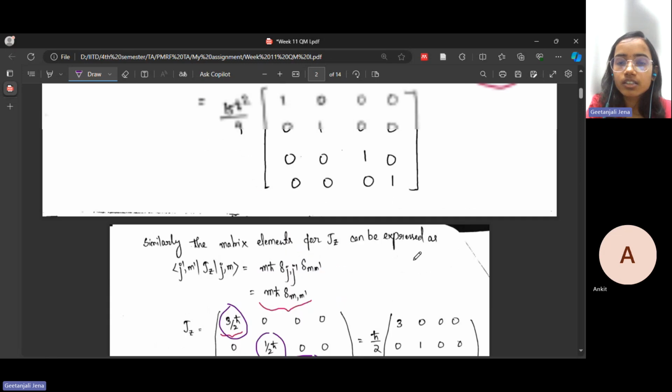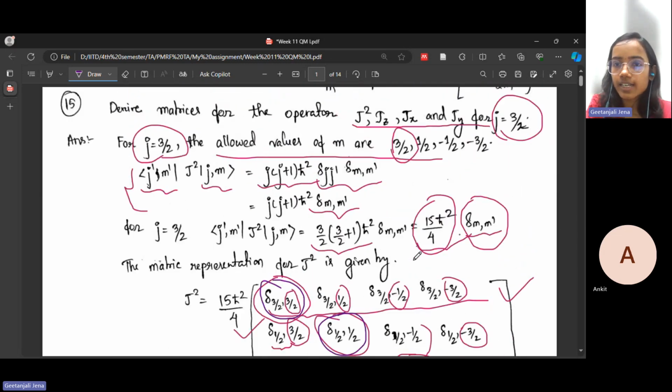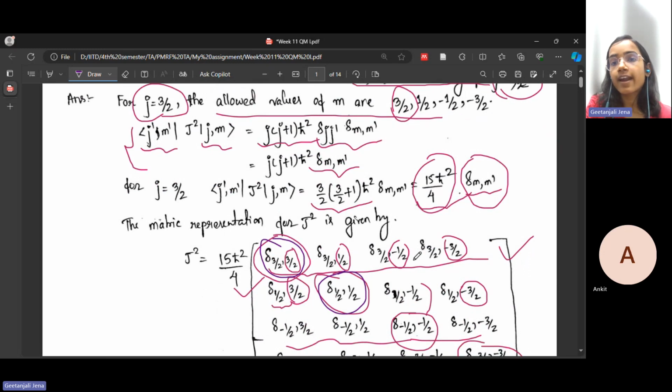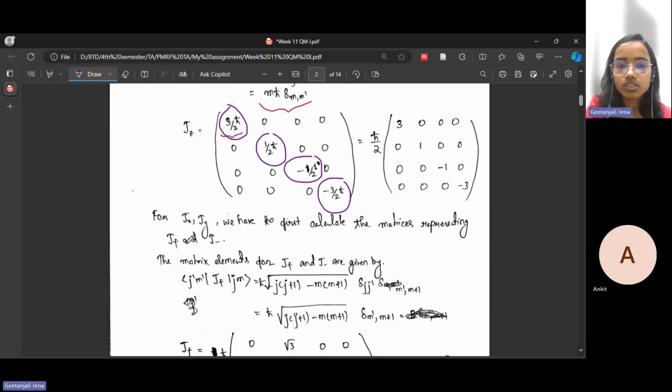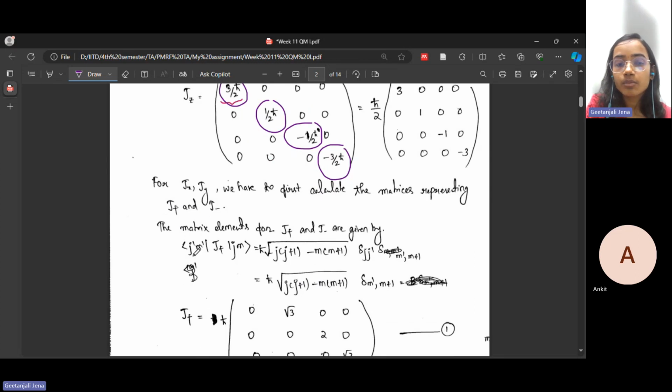Now for other two matrices, that is JX and JY, what you can do, you use the ladder operator. Like you can express JX and JY in terms of ladder operator. JX is nothing but, if I show you, JX is J plus J minus by 2 and JY is 1 by 2y, J plus minus J minus. So, and the matrix element for J plus and J minus, you already know.